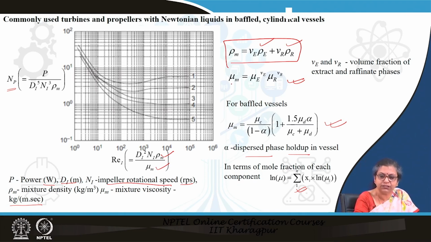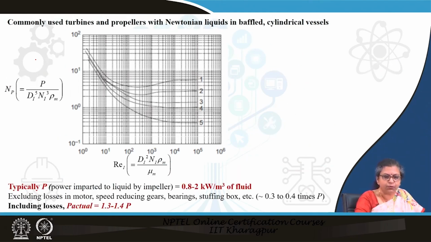Once we have calculated rho_m and mu_m, we can find out Re_I. Once we have found out Re_I, we go to the proper graph and find out N_P. Once we have found out N_P, we find out the power required. But remember one thing, the power required which you have found out is the actual amount of power provided per meter cube of the fluid, excluding the losses in motor, speed reducing gears, bearing stuffings, etc.